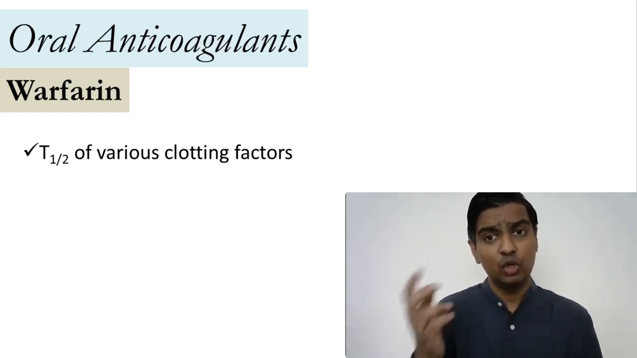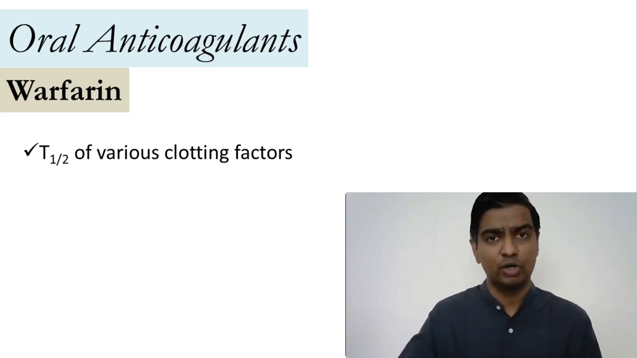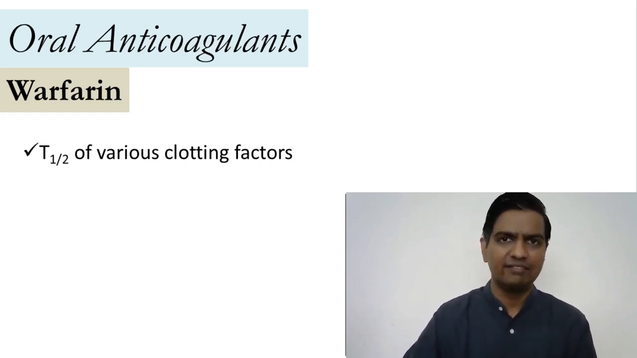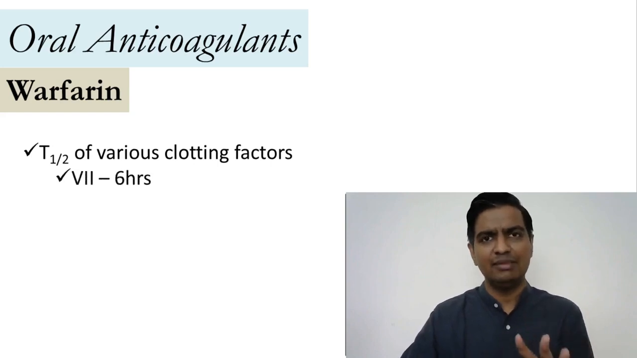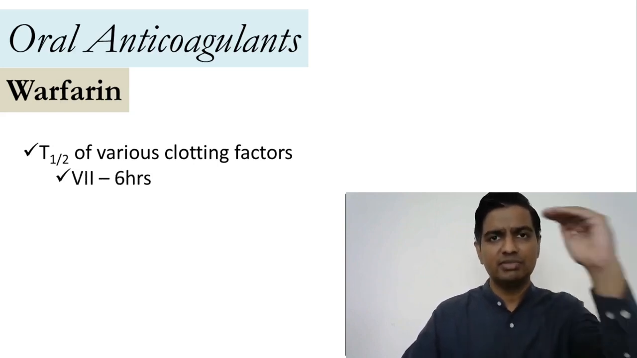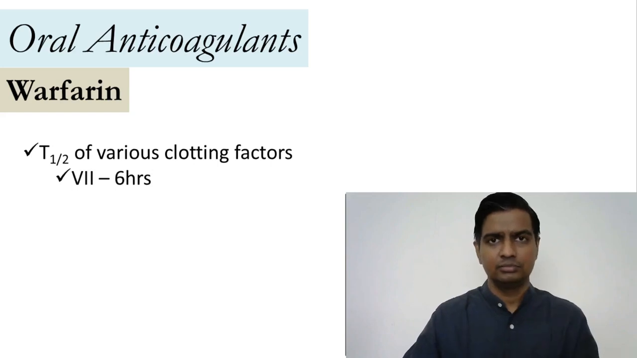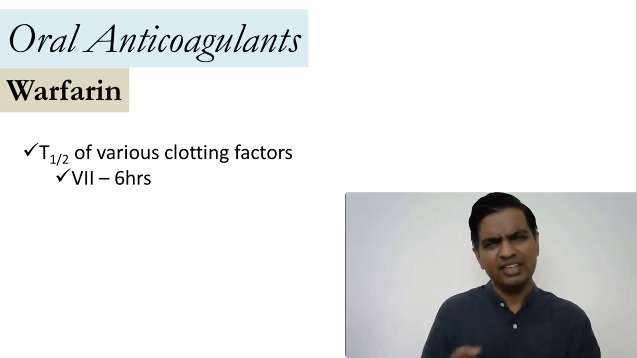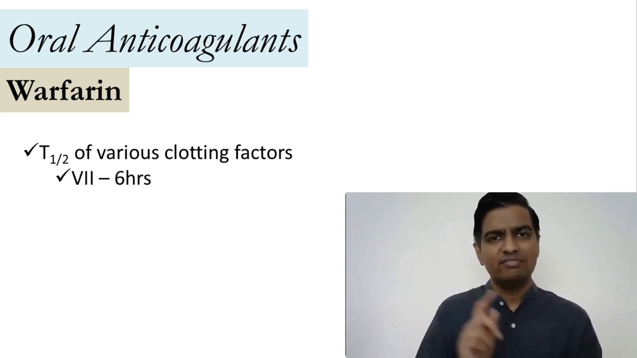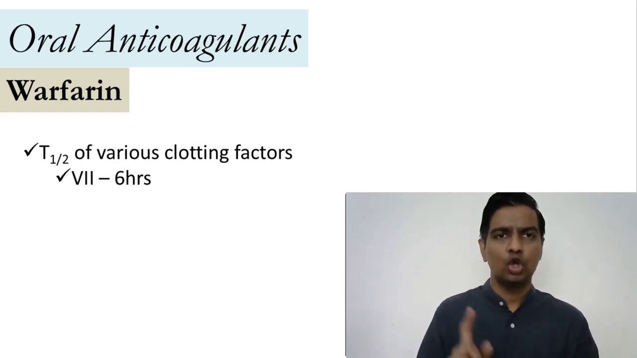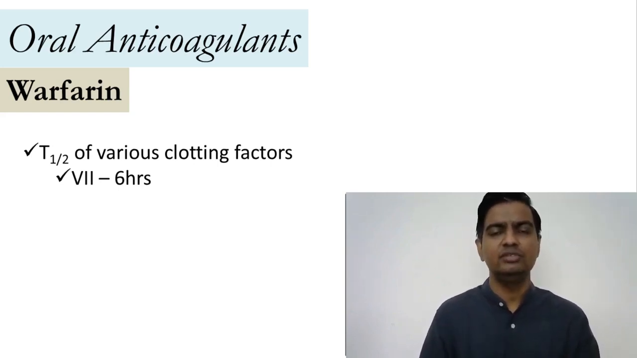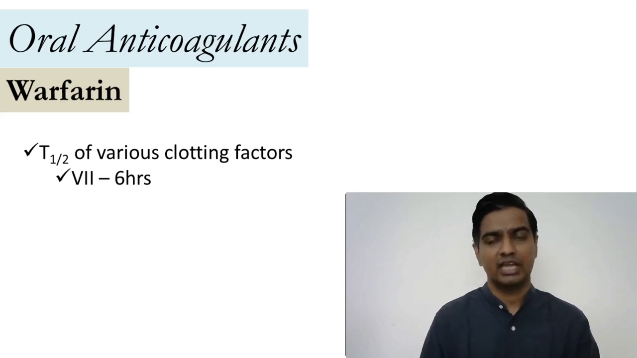We will have to wait for the old ones to get eliminated from the body before you can start seeing the action of warfarin, and that's where you need to know the T halves of clotting factors. Like what is the time in which their concentration becomes half in the blood. Another way of saying the same thing is, let us find out which clotting factor concentration will decrease first and which will end up last.